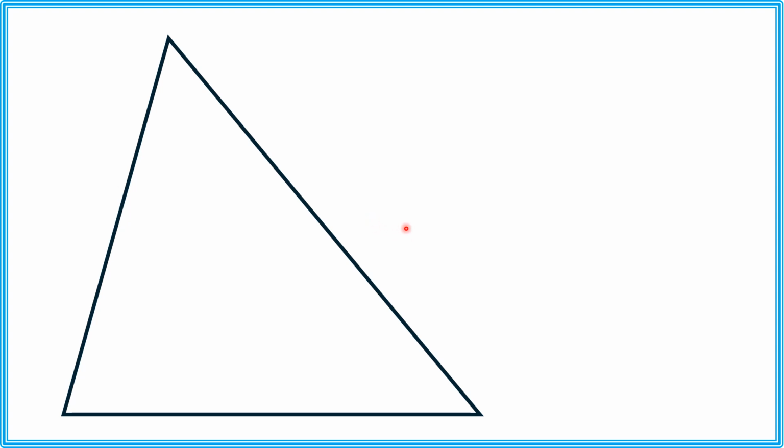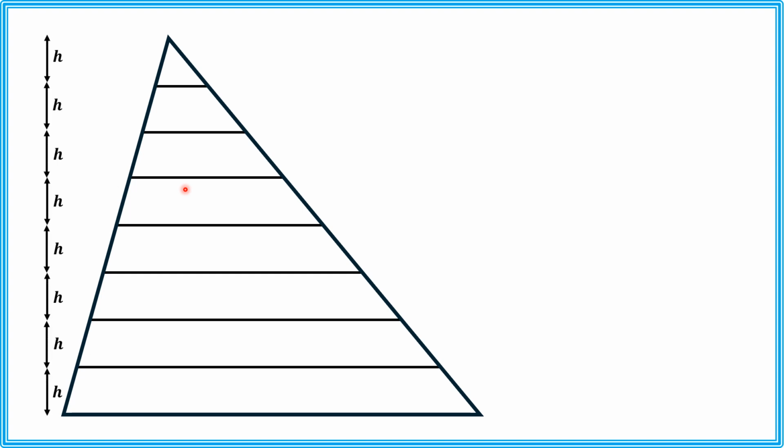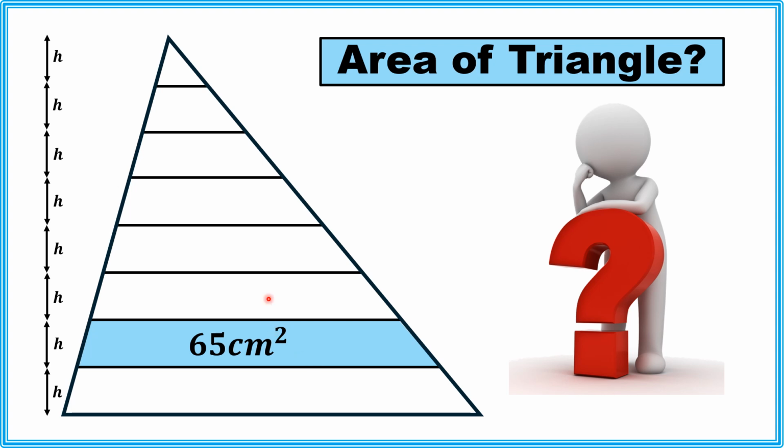Hello everyone, in this video a triangle is given which is divided into 8 parts by 7 parallel lines in such a way that the height of each strip is similar. If the seventh strip is shaded and its area is 65 centimeter square, then from this limited data we have to find the area of this triangle. Let us move toward the solution.